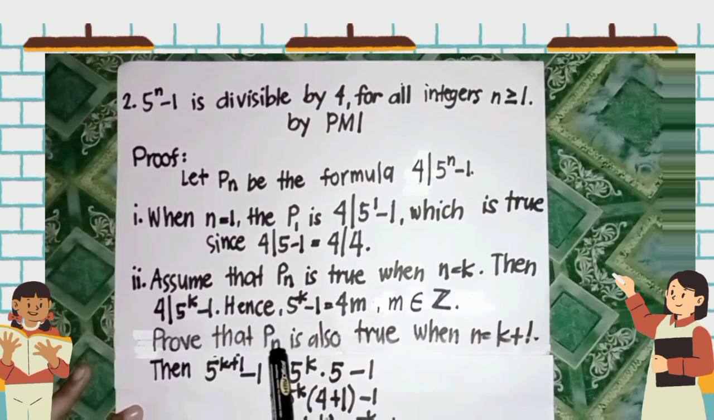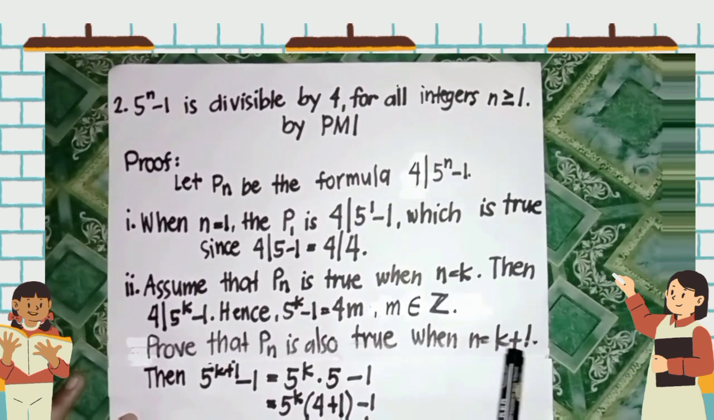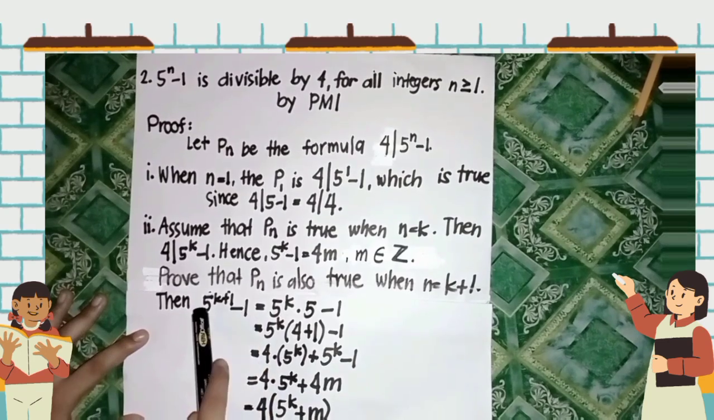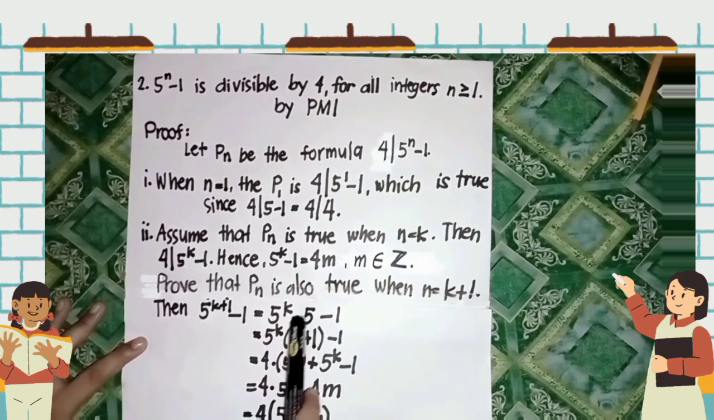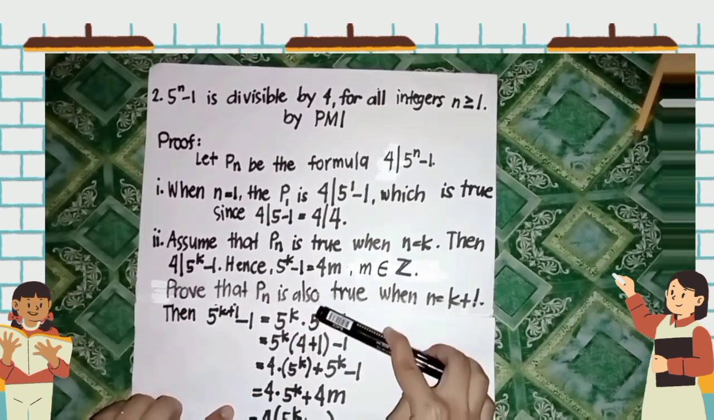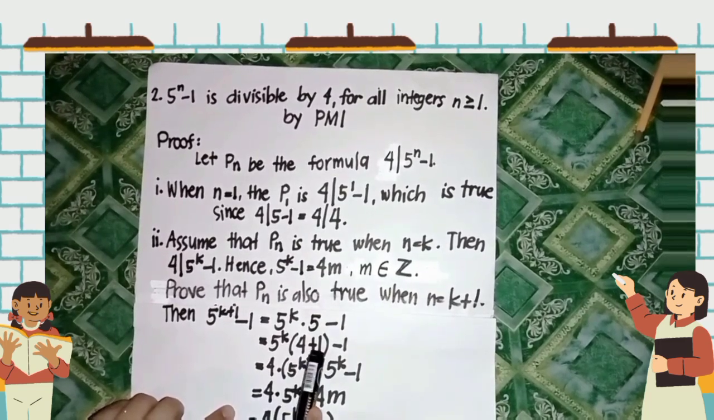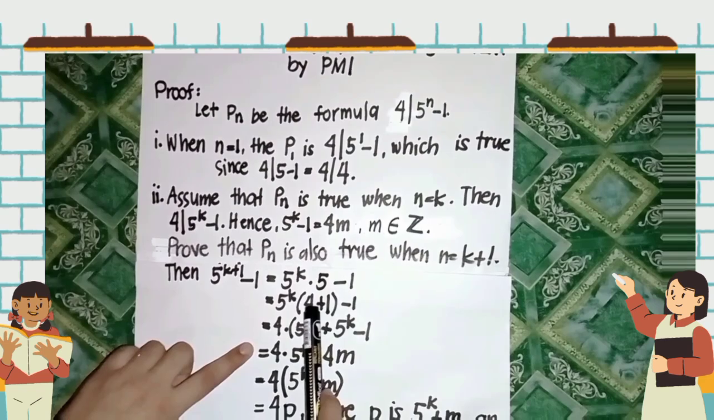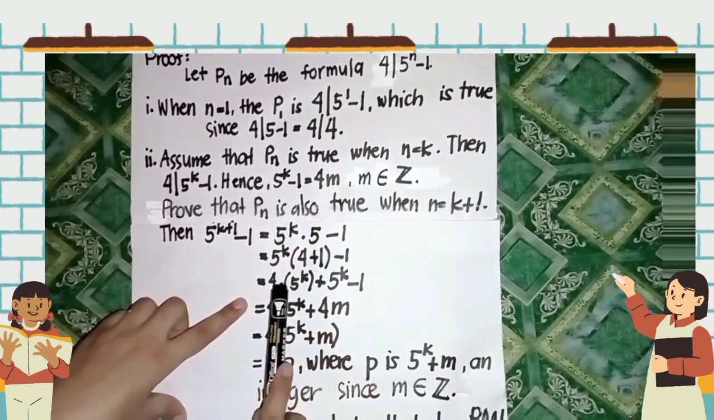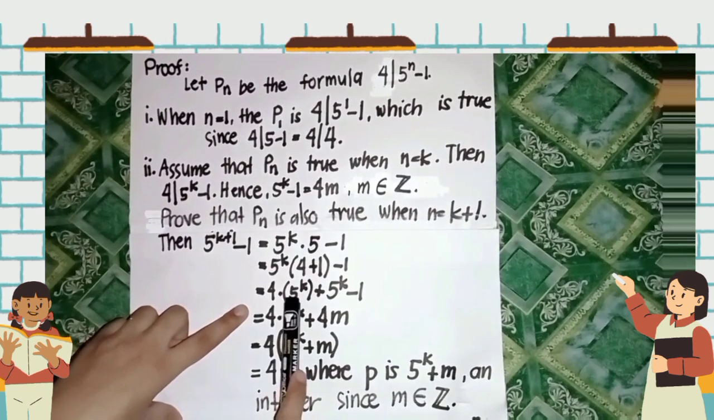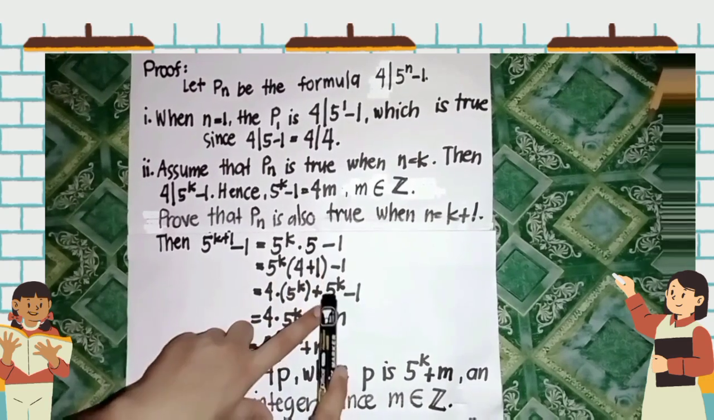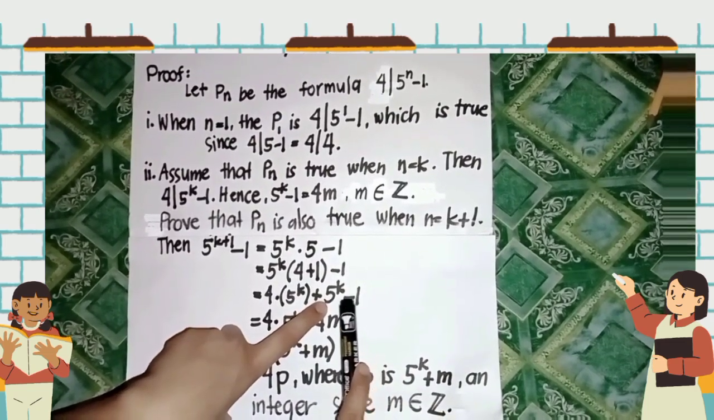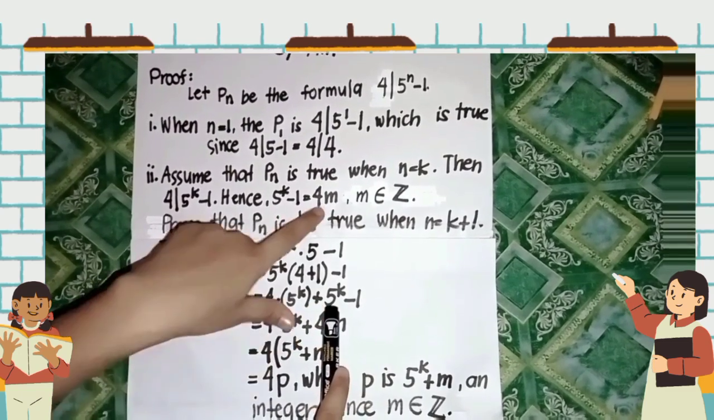Next is to prove that P(n) is also true when the value of n is k plus 1. Then 5 to the k plus 1 minus 1. So we need to distribute it: 5 to the k times 5 minus 1. We need to break down 5, so it is just equal to 4 plus 1. And then in this case, we need to put 4 at the beginning and multiply by 5 to the k, plus 5 to the k minus 1, so that we can substitute this equation with 4m.